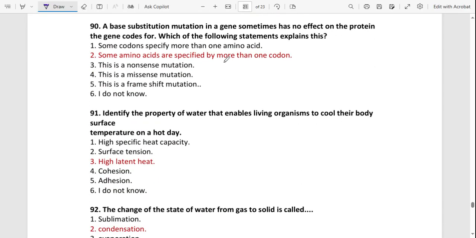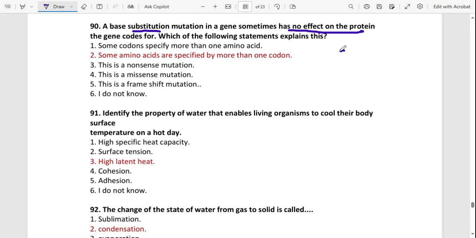A base substitution mutation in a gene sometimes has no effect on the protein the gene codes for. Which of the following statements explains this? Some codons specify more than one amino acid? Some amino acids are specified by more than one codon. So yes. Look at this question: a base substitution mutation sometimes has no effect on the protein.